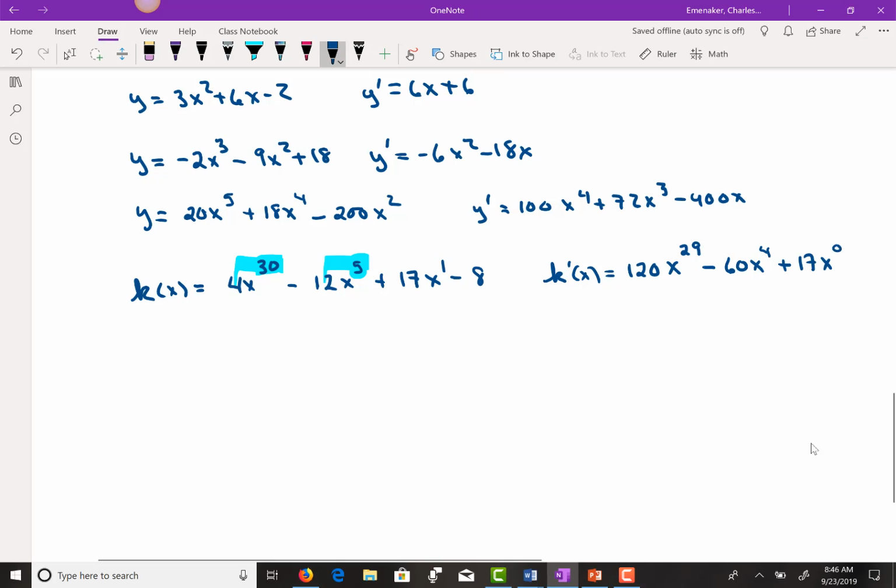0. Okay, here's one for you. Any number raised to the 0 power is what? 1. Oh, so this is 17 times 1, right? Because it doesn't matter what x is. When you raise it to the 0 power, it's going to turn into 1. So this becomes 17. Well, I'm just going to write it like that then.